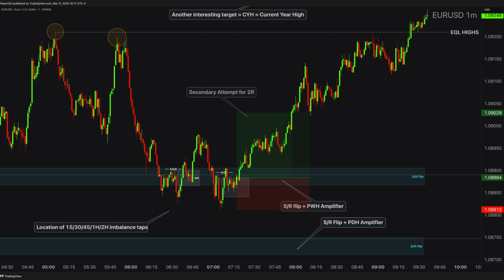As you can see, there's no rule or certainty that every trade will work. In trading, there's no certainty at all. There's only risk management.